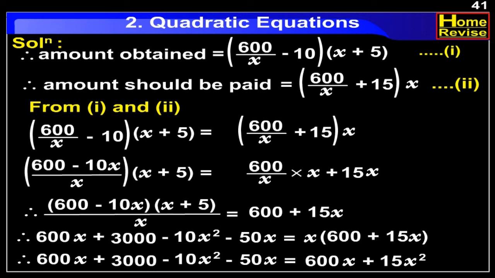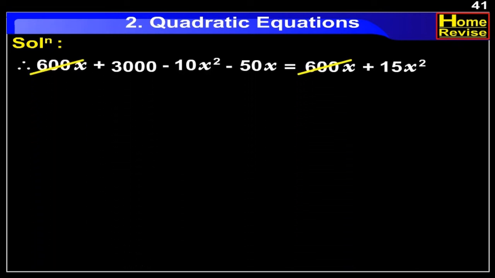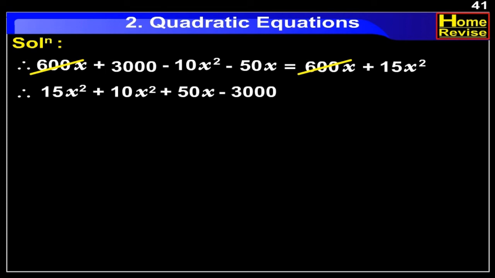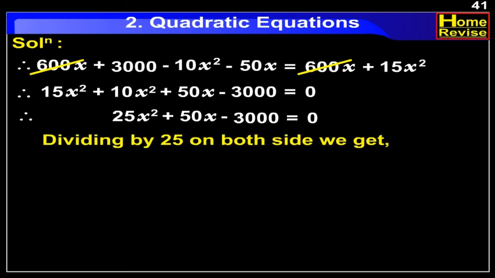Here, 600x gets cancelled out on either sides, and we have 15x square plus 10x square plus 50x minus 3000 is equal to 0. Therefore, 25x square plus 50x minus 3000 is equal to 0. Dividing by 25 on both sides, we get x square plus 2x minus 120 is equal to 0.